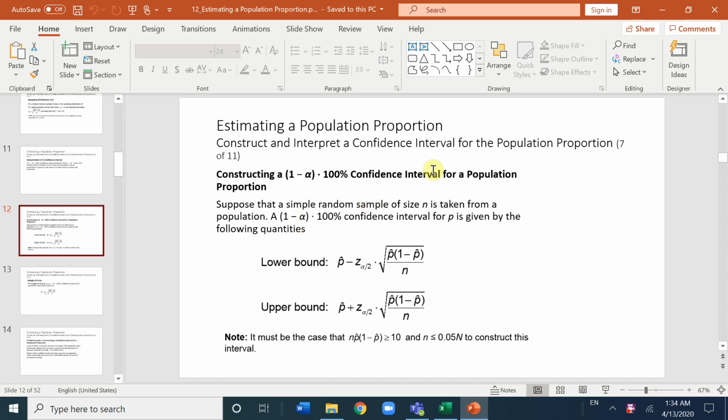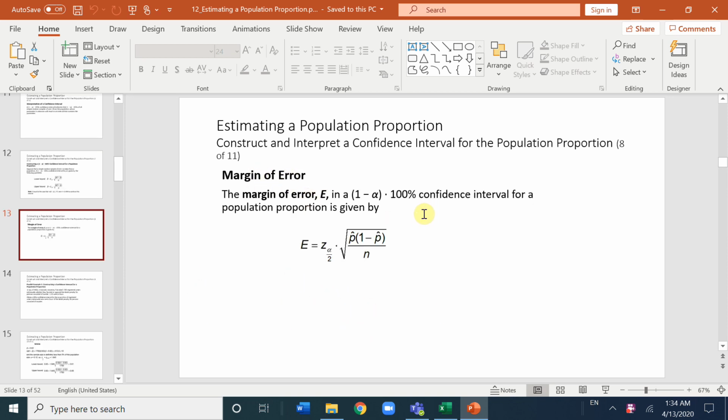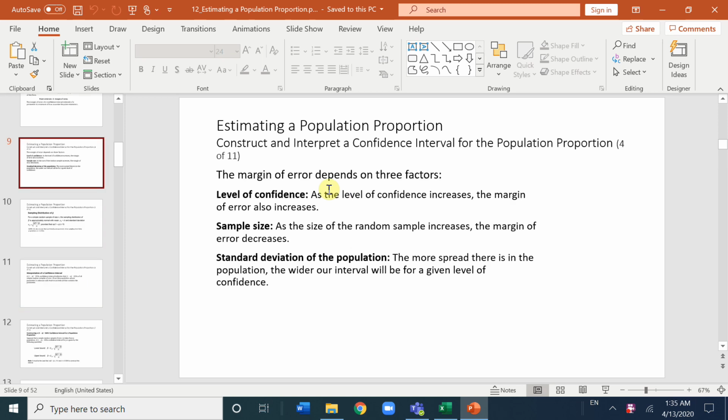Constructing the confidence interval for a population proportion. So we know this is the lower bound formula, this is the upper bound formula. And the margin of error, this is the formula. And the margin of error depends on 3 factors: level of confidence, sample size, and standard deviation of the population.